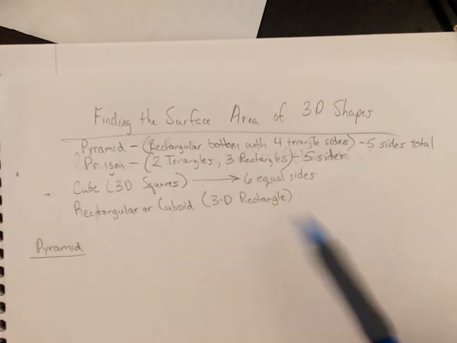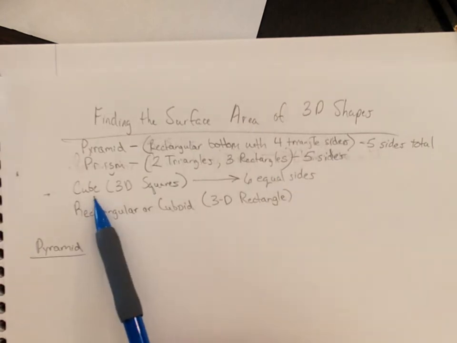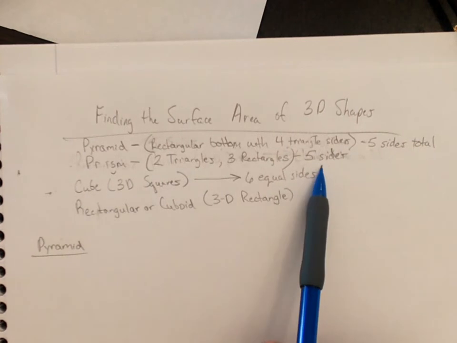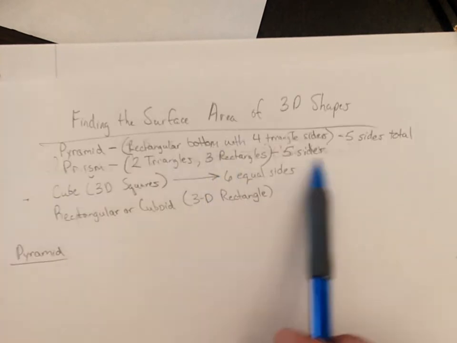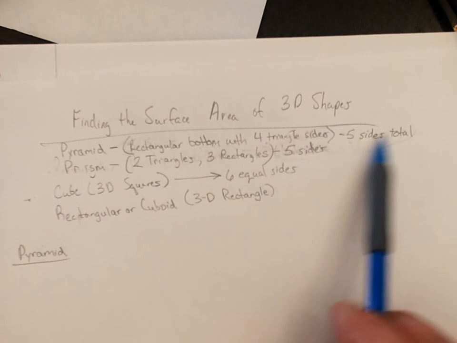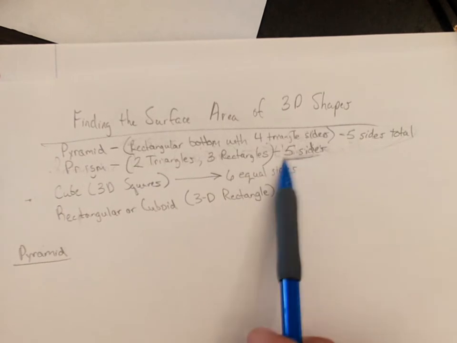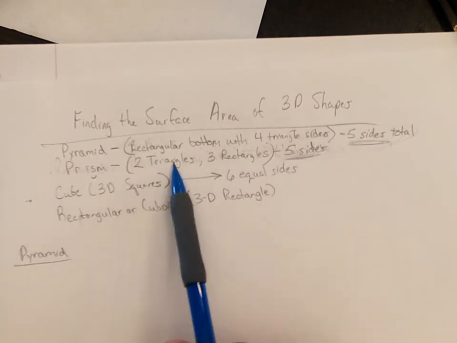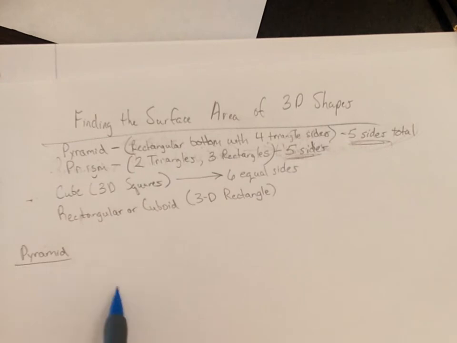It looks like a tent. Reminds me of a tent. And that also has five sides. So the ones with triangles end up having five sides. That's my larger point here. The one that I'm trying to get across is that anything that has a triangle has five sides, in the examples I'm going to show.